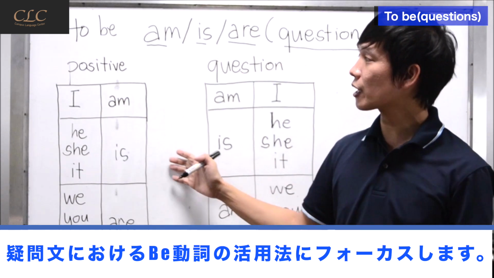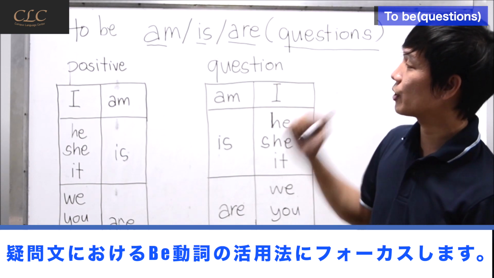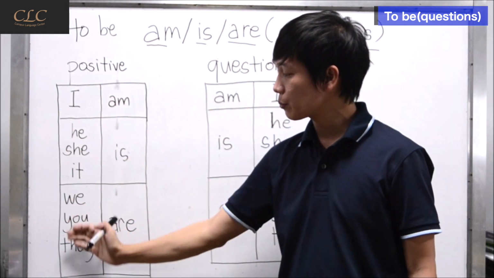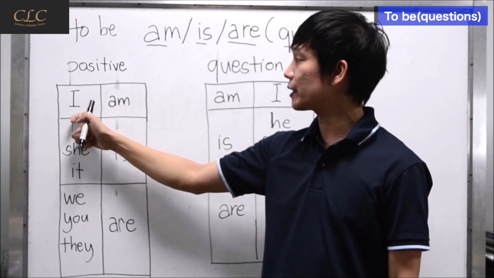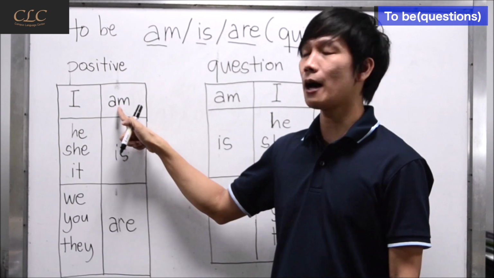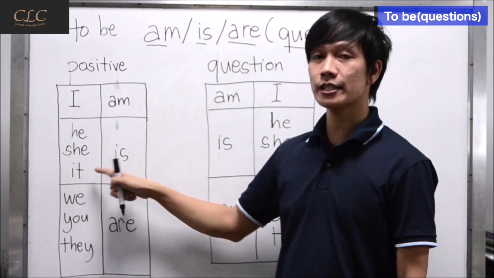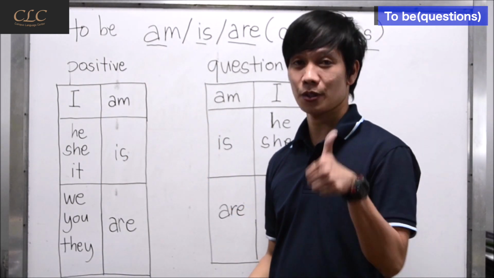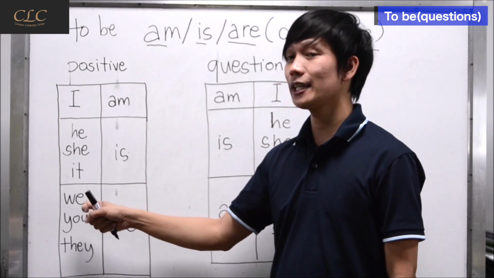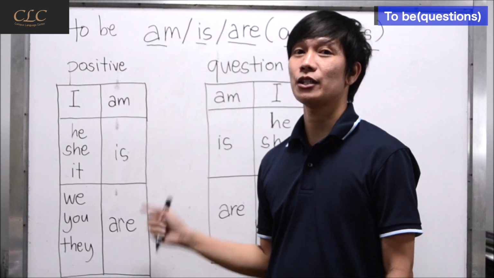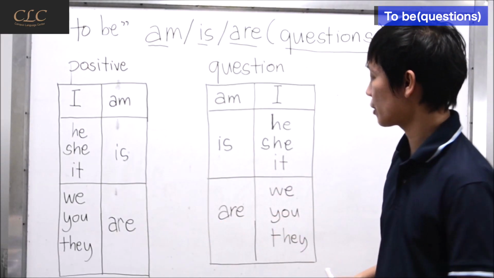So I have here a chart. We have the positive and we also have the question. For the positive, we're going to start with the subjects. If the subject is I, then you're going to use the verb am. And if the subject is he, she, it, then you need to use is. And of course, if the subjects are we, you, and they, then you have to use the verb are.